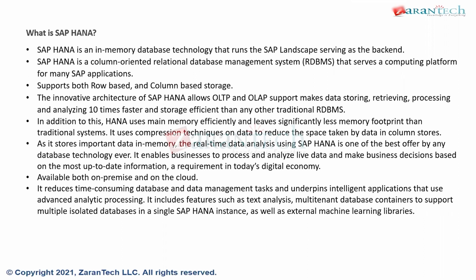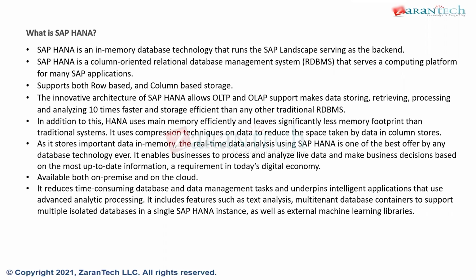The features of the innovative architecture of SAP HANA allow data storing, retrieving, processing, and analyzing 10 times faster, and the efficient storage of HANA is much better than traditional databases. In addition, HANA uses the main memory efficiently, and it leaves a significantly smaller data footprint than the traditional system. It also uses data compression techniques, which further reduce the data footprint. The in-memory technology and columnar database storage allow SAP HANA real-time data analysis. This is one of the advantages of SAP HANA technology. It reduces time-consuming tasks, and it uses machine learning and all the advanced technologies. So these are a few features of HANA.